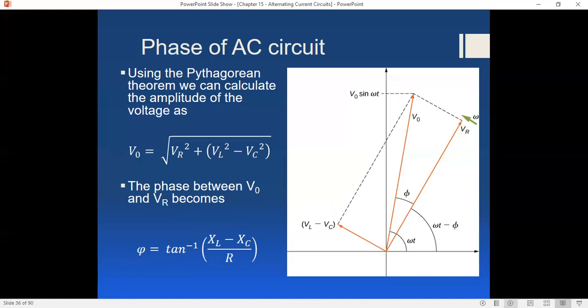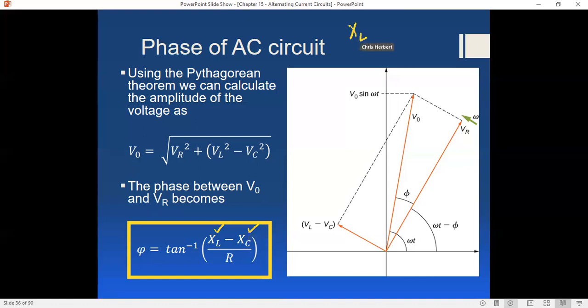So if I'm calculating the phase angle for the system, what I need to do is, first of all, calculate what is my inductive reactance? What is my capacitive reactance? If we remember earlier, inductive reactance was proportional to the frequency, so it was omega times L. The capacitive reactance was 1 over omega times C.